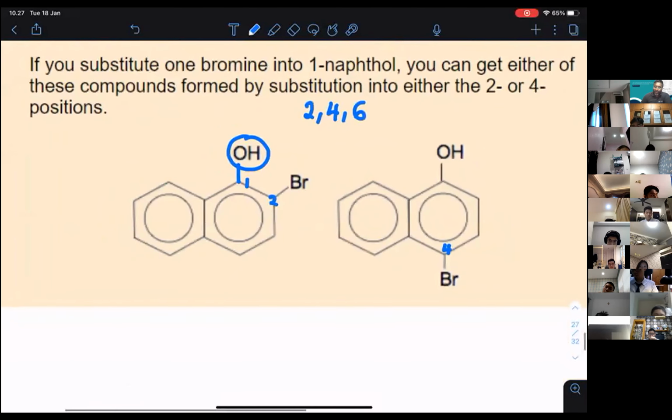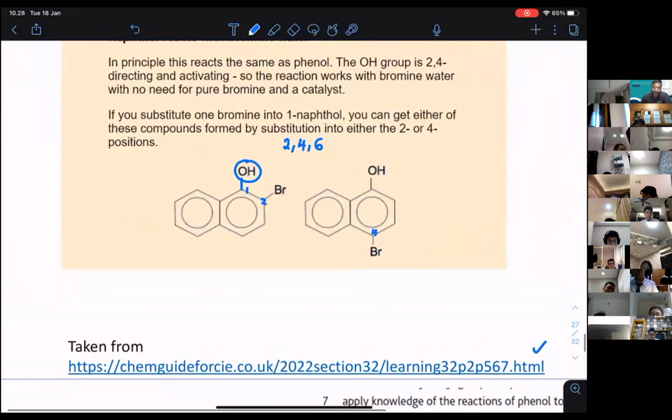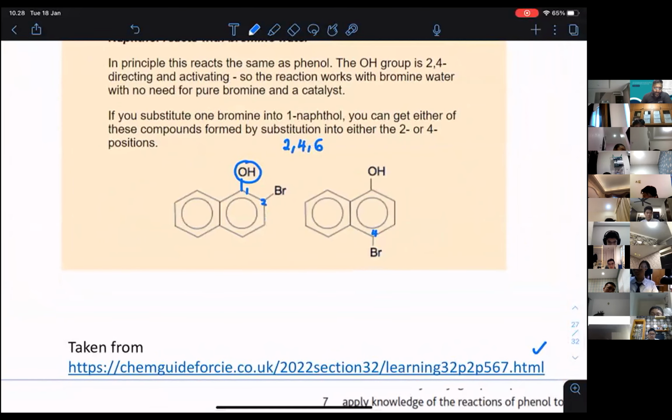So this is all taken from here. This one is not found in your textbook, so I take it from the Chem Guide. Anyway, you are going to get this. But do remember, for phenol, you do not need any AlBr3. They are not required because they are more reactive. No need for a halogen carrier.